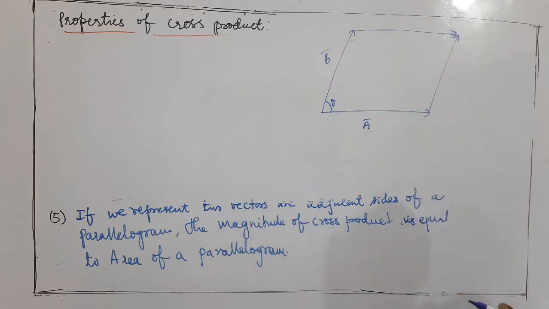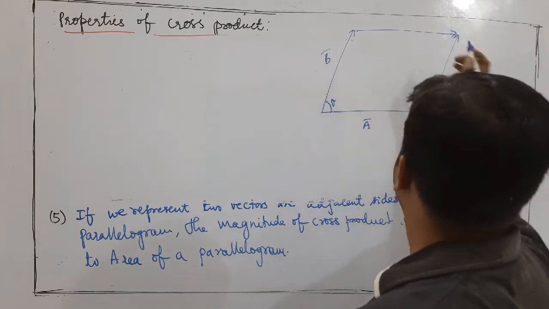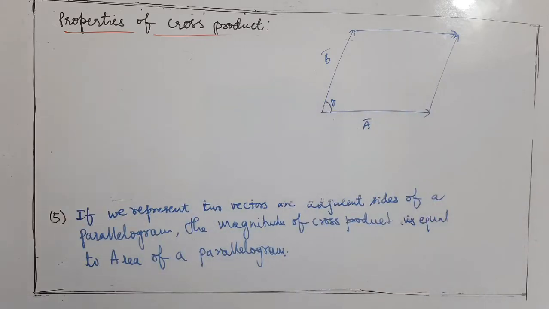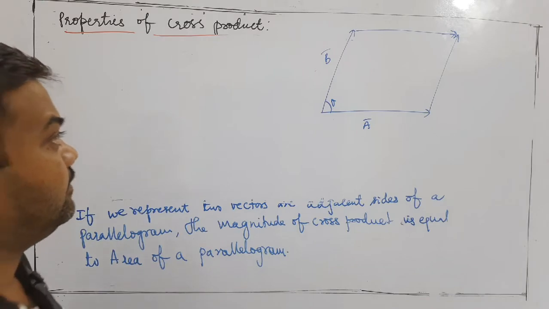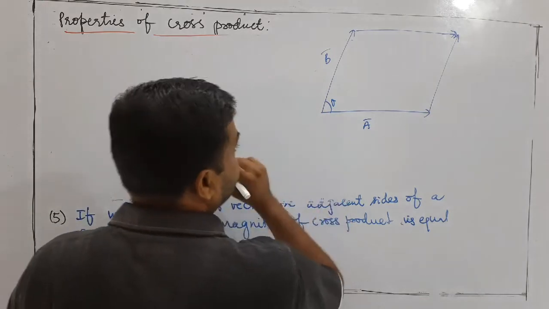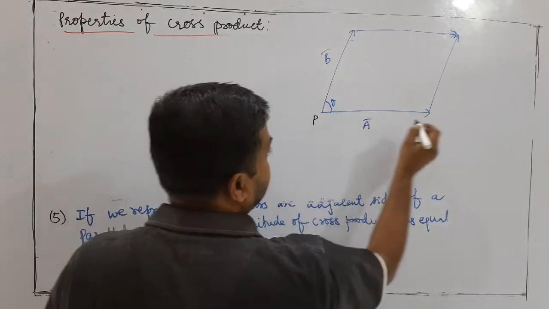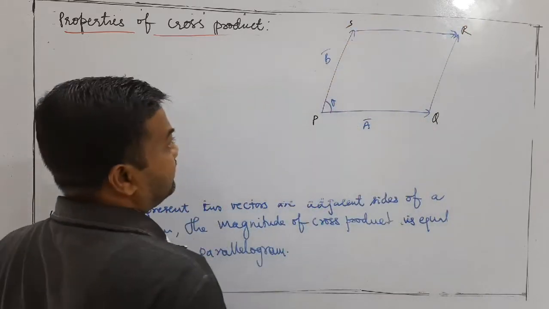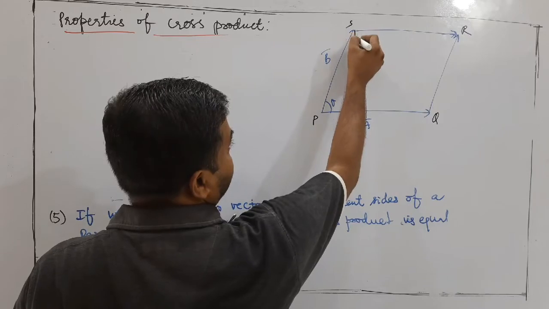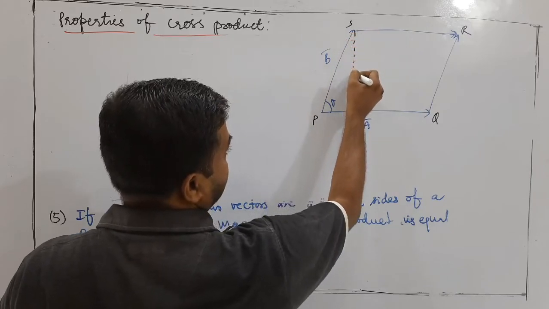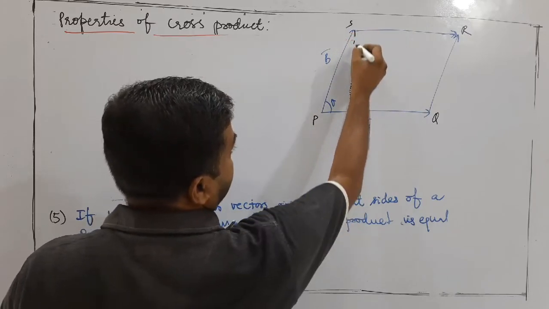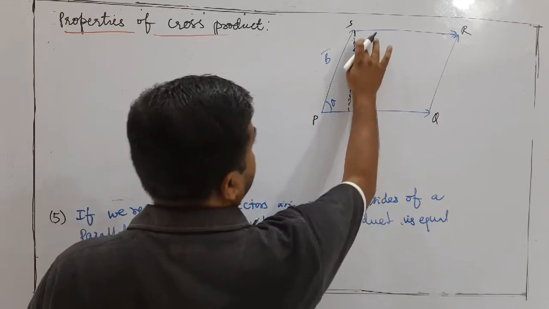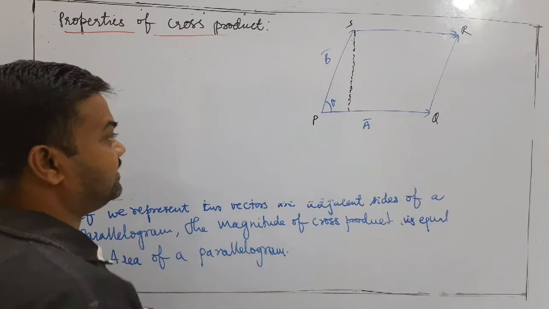That means the magnitude of this gives us the area. How can you find this? The magnitude of this one is, shall we give some names? P, Q, R and S. Simply drop a perpendicular here. Like this you have to drop a perpendicular.